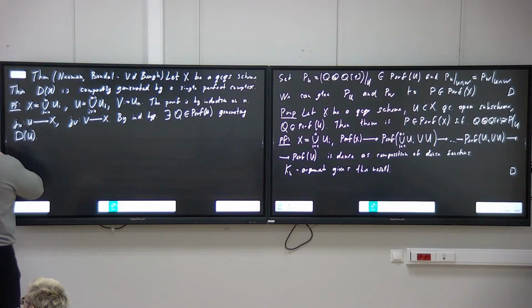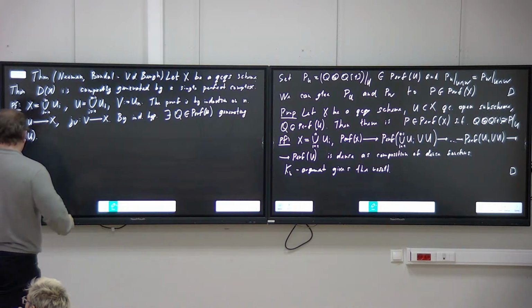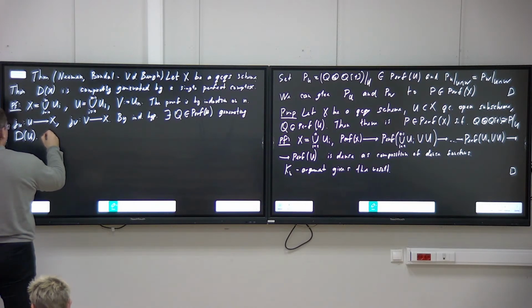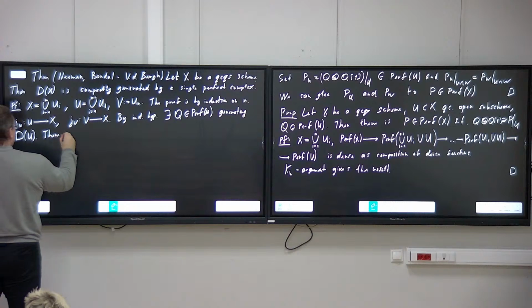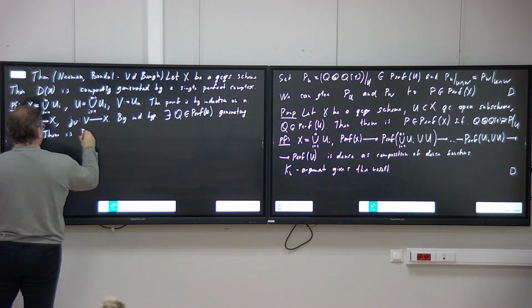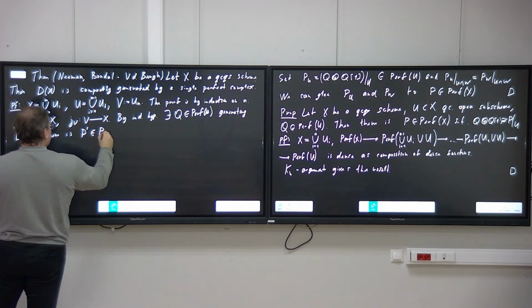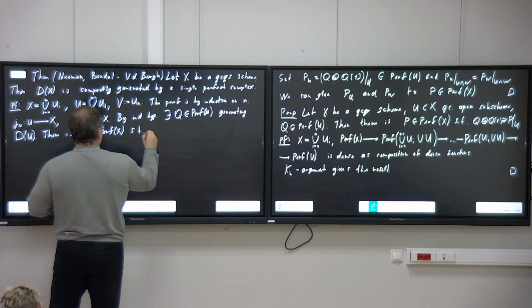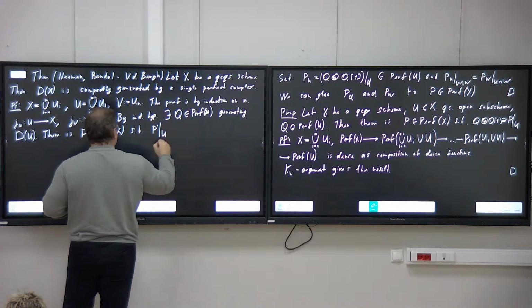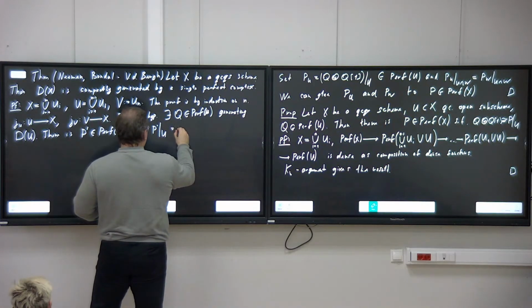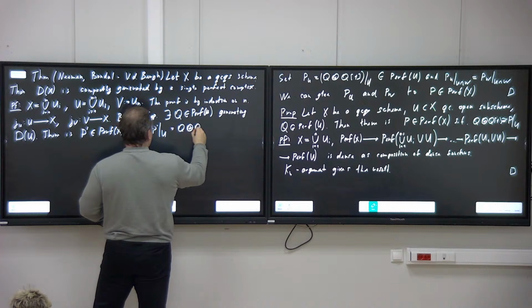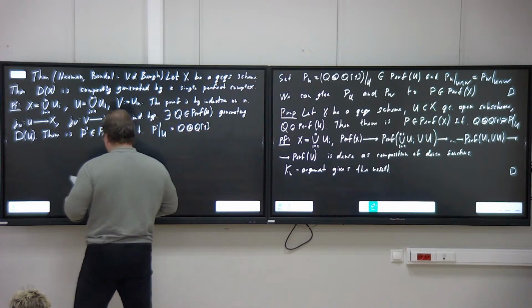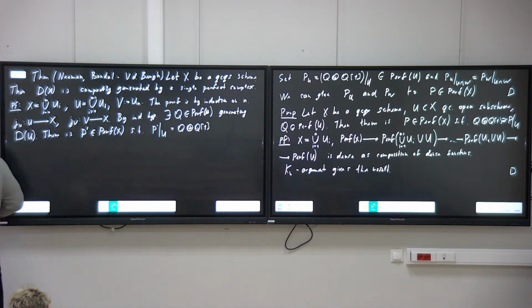Okay, so first of all, by the previous proposition, I can say that there is some P prime which is in the Perf of X, such that if I take this P prime and restrict it to the U, I'll get Q plus Q shifted by 1. That is by the previous proposition.